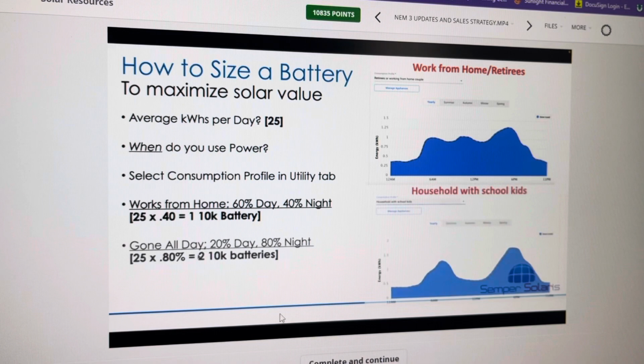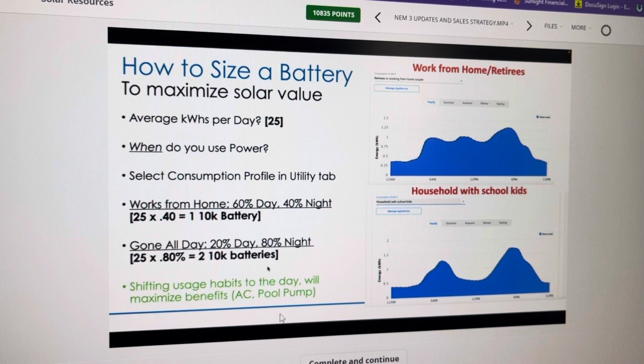Now you take the same amount of usage, 25, but with a household with kids, where they're using all their power at night, that's more like 80% usage at night. So what you need now is 80% times 25, which is 20 kilowatt hours, or 2 batteries.